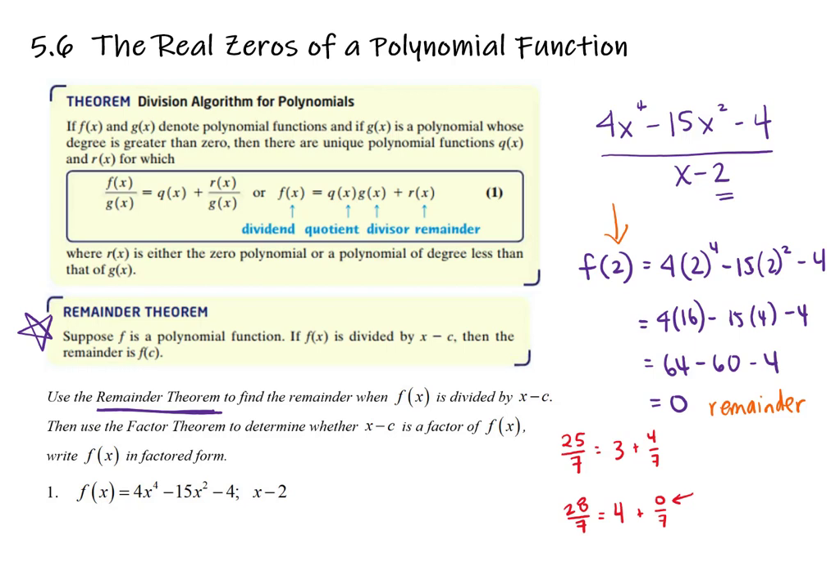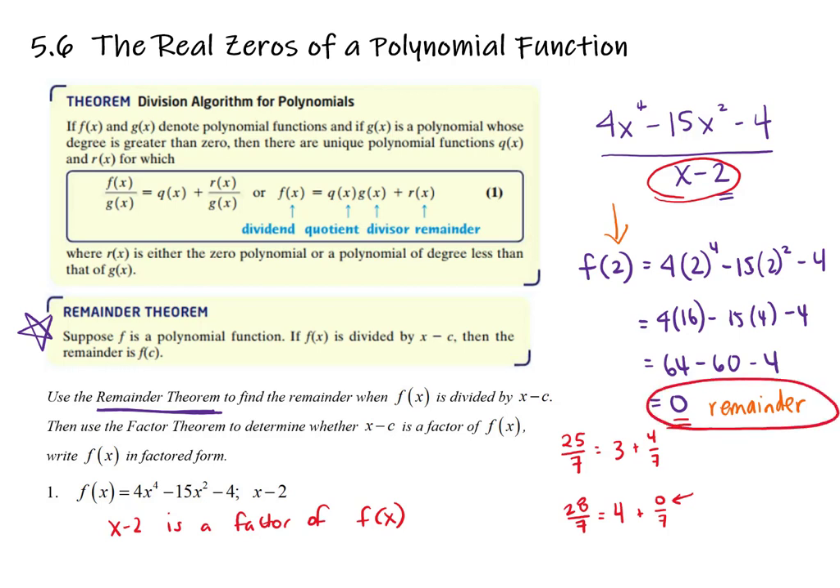And so when it says that 0 is a remainder, it means that my divisor divides it evenly. In other words, the x minus 2 is a factor of my function. And so we would say x minus 2 is a factor of f of x. That's because I saw that 0 was the remainder.